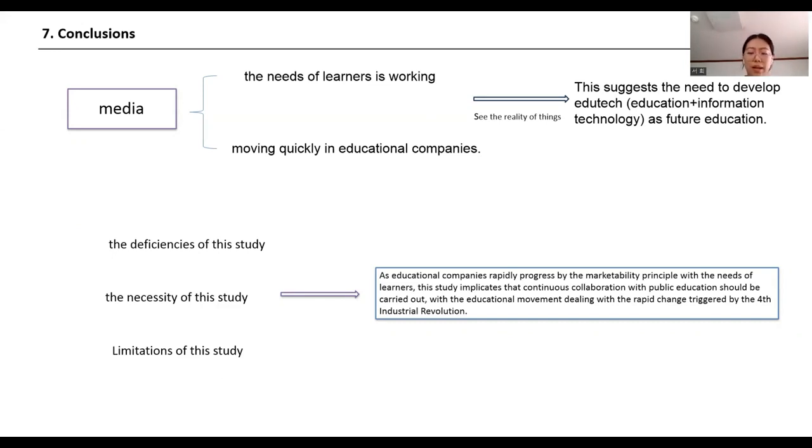This study showed that some educators and researchers lack professional knowledge on the convergence of English education and technology with metaverse. We also could find that studies about metaverse and English learning based on collaboration with educators, researchers, and technicians are needed. Through the media, it is shown that educational companies are being active because the marketability principle based on the needs of learners is working and moving quickly in educational companies. For this reason, the users are concentrated on the subjects who learn English hard.